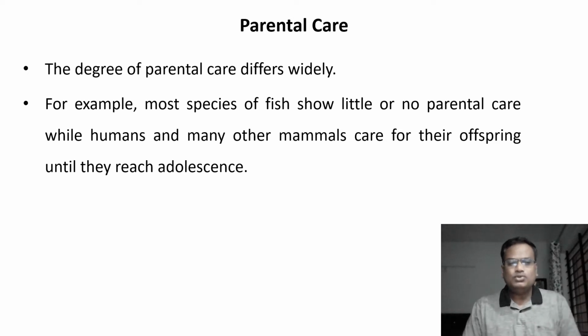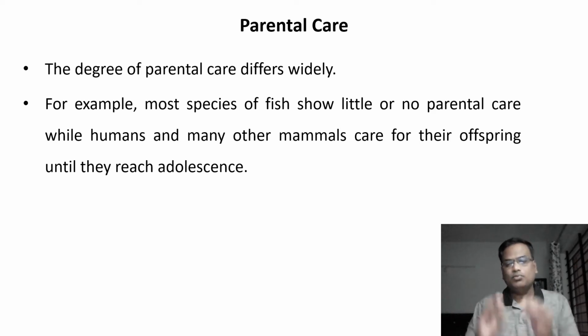For example, most species of fish show little or no parental care, while humans and many other mammals care for their offspring until they reach adolescence. In fish, with some exceptions, you find parental care behavior where a few protect their eggs until they hatch, and some protect the young fishes which have hatched out of the eggs. But the number is very small.